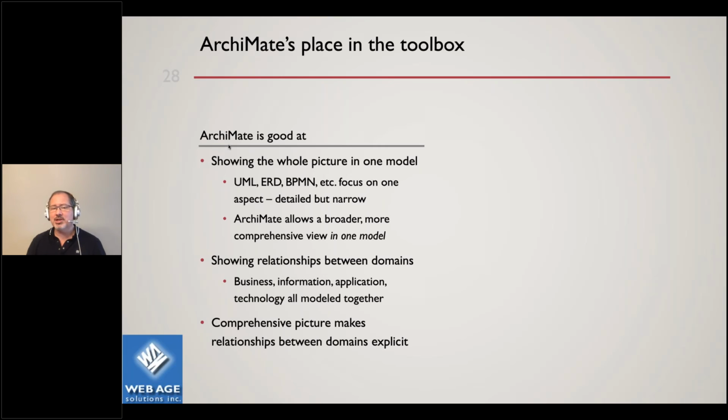ArchiMate is really good at showing the relationship between different domains. Business, information, application, and technology are all modeled together, along with the reason why we do things, strategy and motivation. And this comprehensive picture helps us really understand the relationship between the domains, those connections. And it's in those connections that drives good decisions and helps us recognize good opportunities.